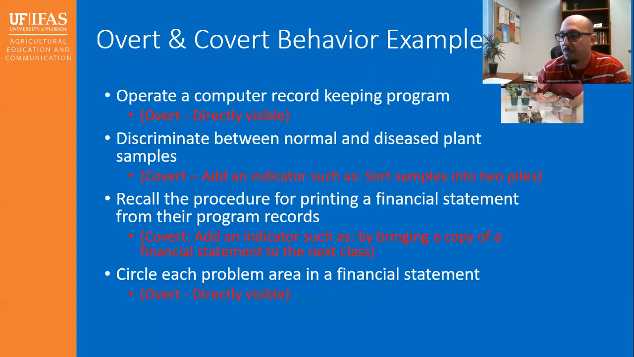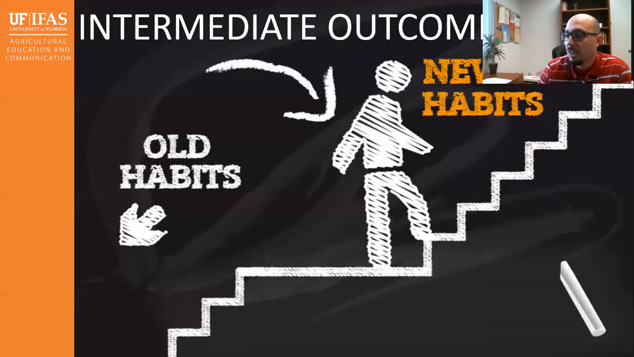Recall the procedure for printing a financial statement from their program records. Again, this is a covert action. You have to add an indicator to be able to see it. So, by bringing a copy of the financial statement to the next class, you can see that they did it and then evaluate their performance. And then circle each problem area in a financial statement. That's obviously overt. So this gives you an idea of taking something that is maybe not something you can observe and making it an observable action for evaluation. So that's all I've got for the immediate outcomes.